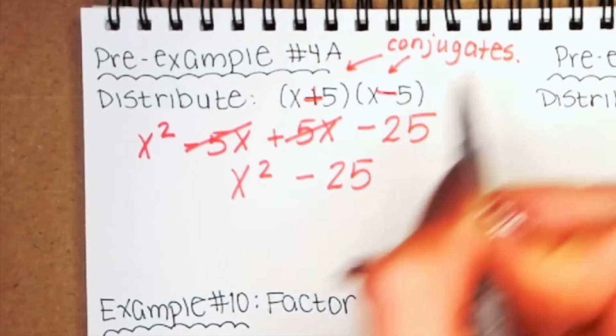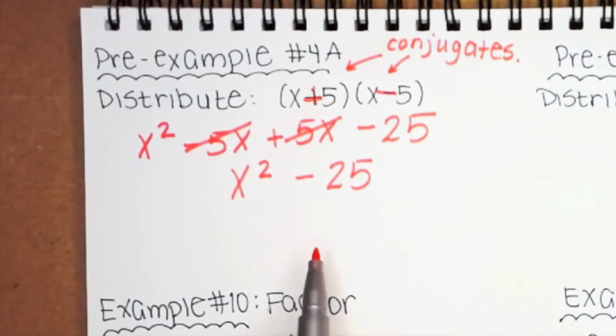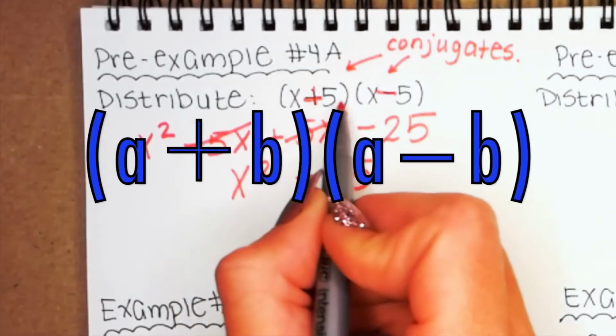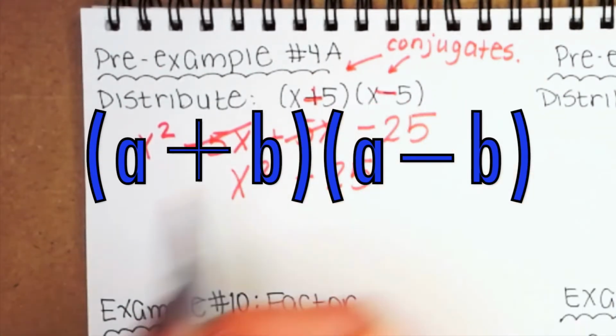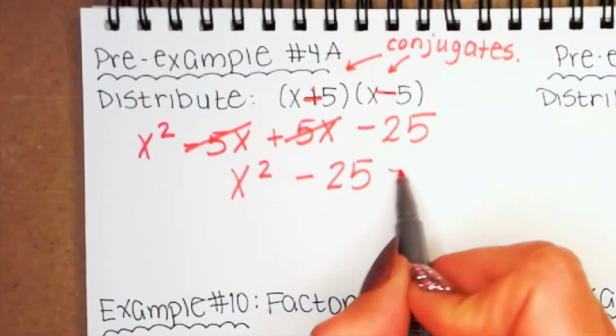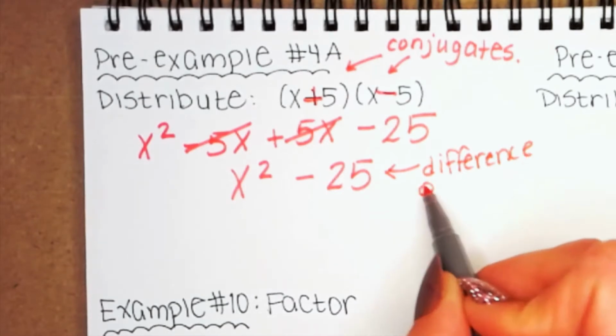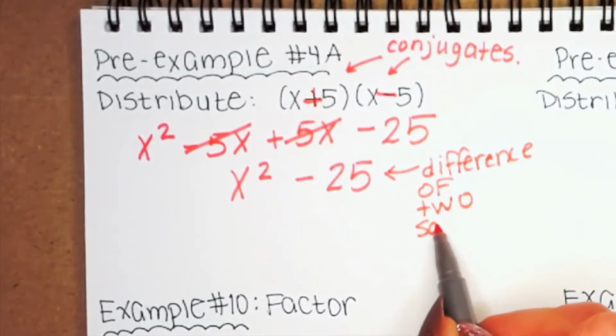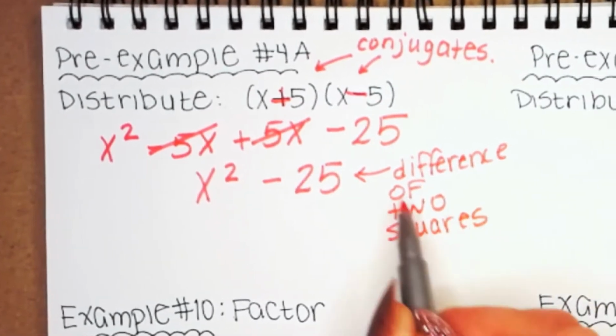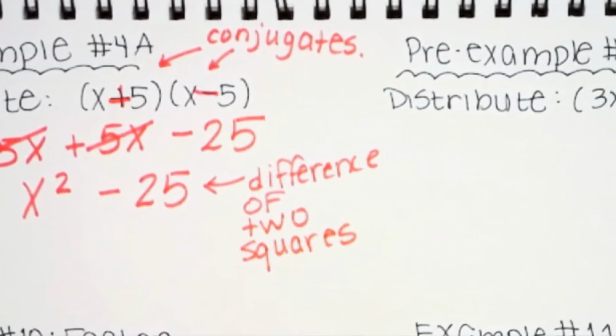And I want you to really memorize what this word is describing. A plus B, A minus B, conjugates. And this right here is called the difference of two squares. Sometimes I write dots for short.